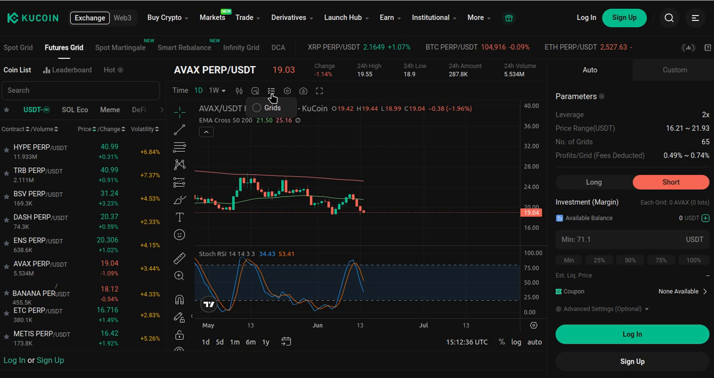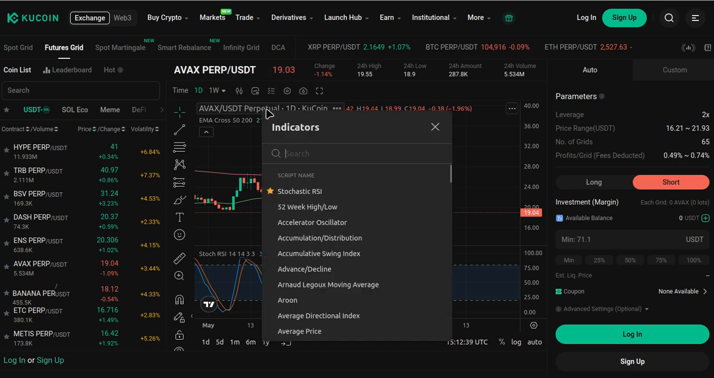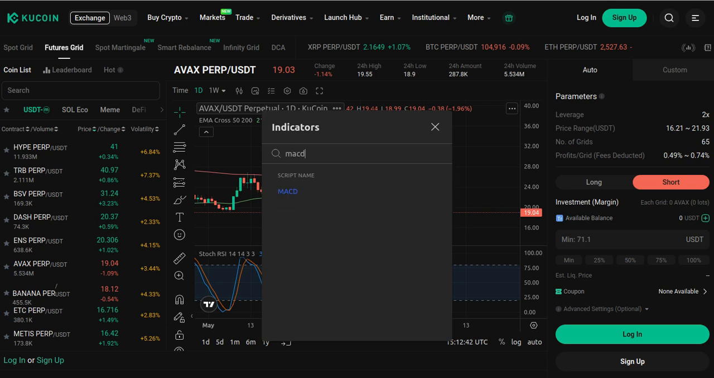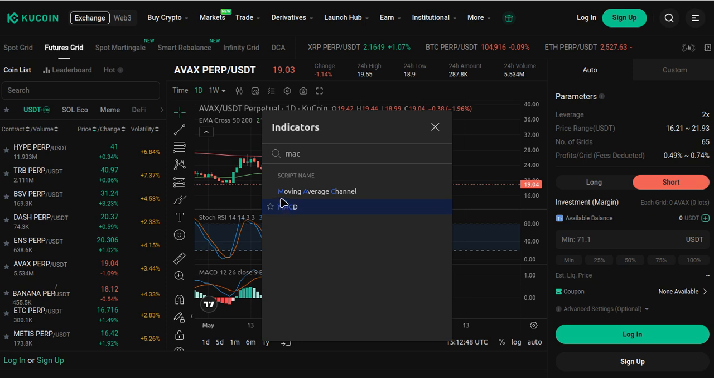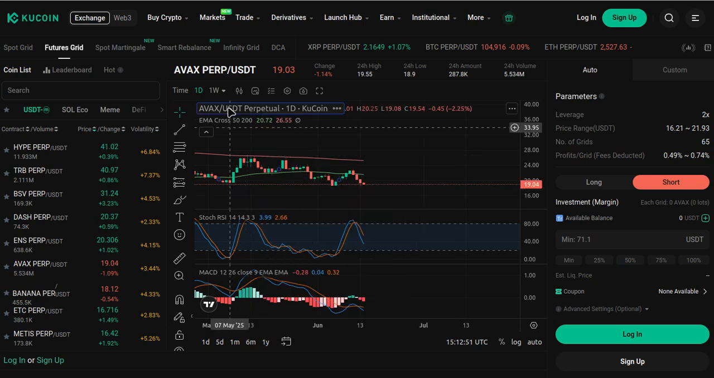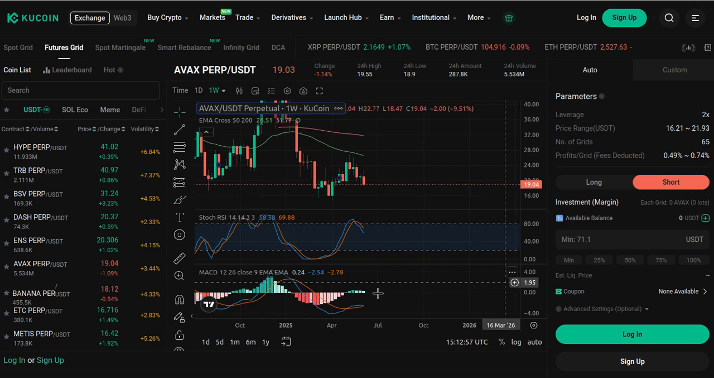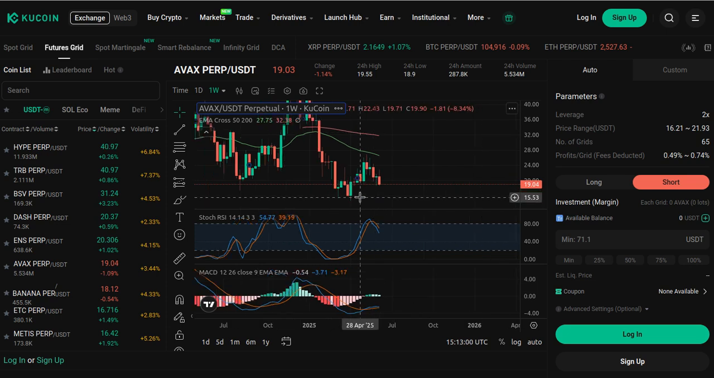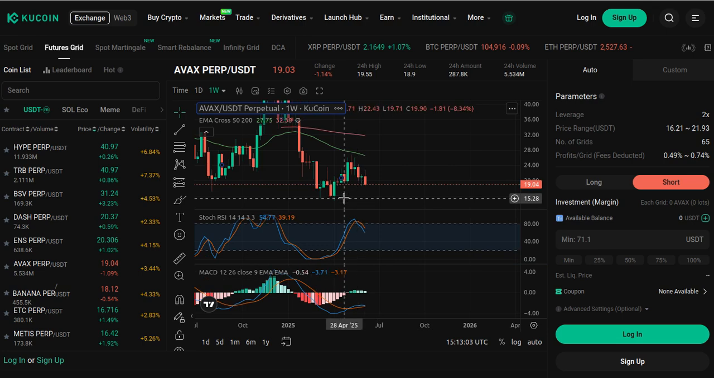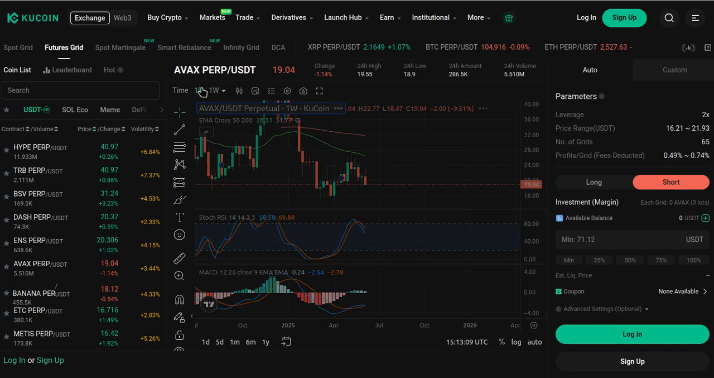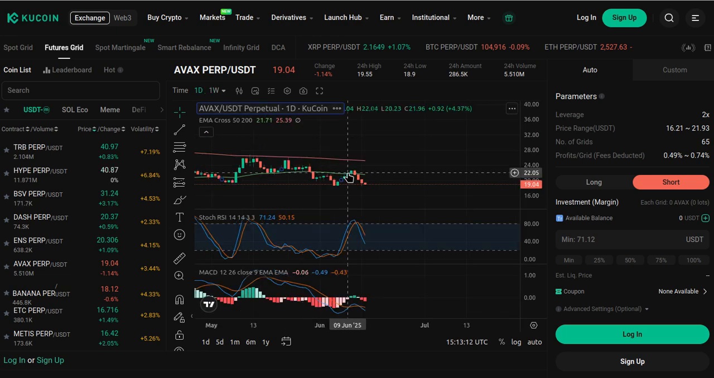Now ideally on the indicators, you would want to include the MACD as well. What the MACD does is it just shows you the season of when to buy and when to sell. Okay. So this shows you the momentum of the move has begun.